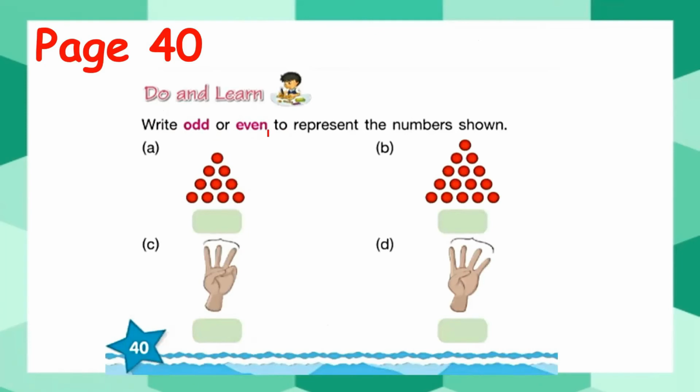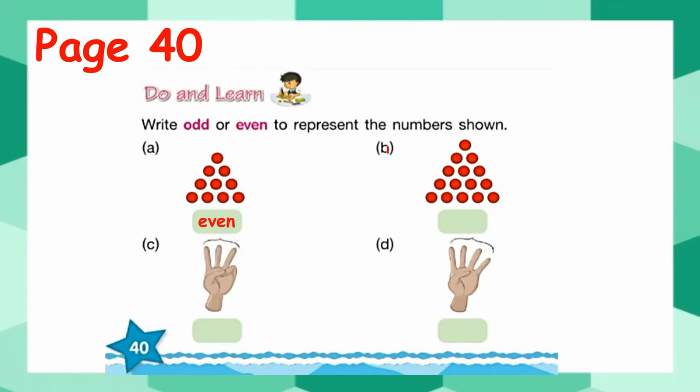Write odd or even to represent the numbers shown. So you need first to count the number of objects here before you write even or odd. Okay, let's answer. Since we have here 10 circles, that is an even number. So you are going to write even in the box.